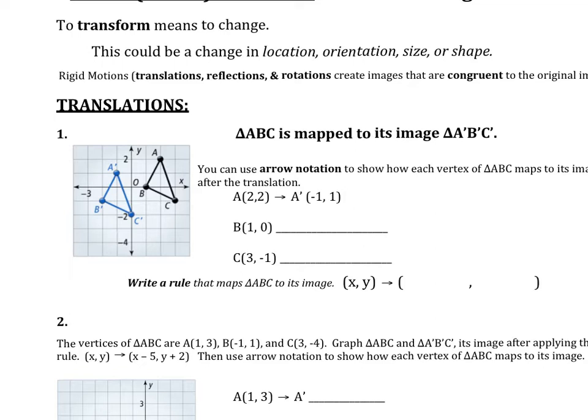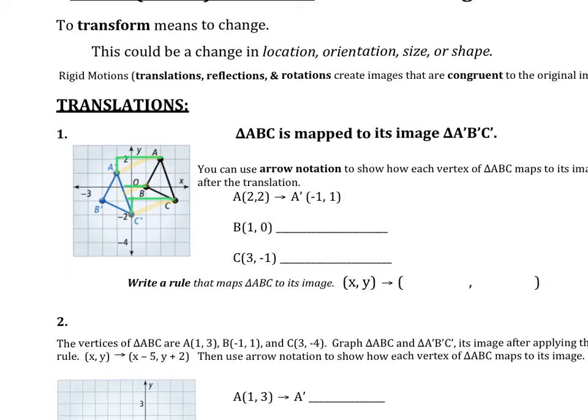So first, let's talk about translations here. Translations, as a reminder, are a slide, and that's what's going on here. As you can see here, if you connect A and A prime, B and B prime, and C and C prime, they're all sliding the same direction at the same trajectory. In other words, they're each going 3 units to the left and 1 unit down. 3 units left, 1 down.